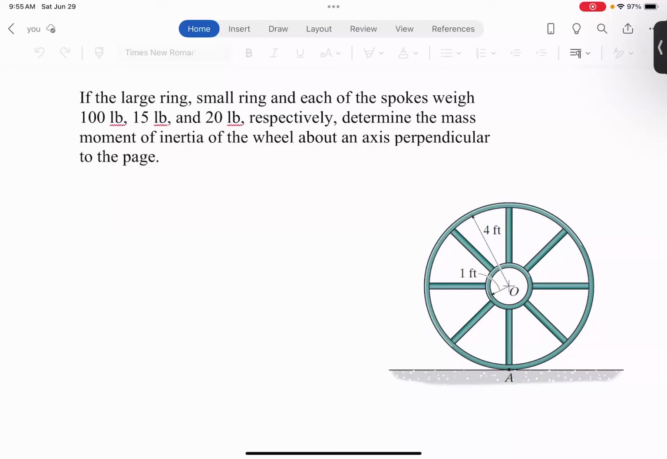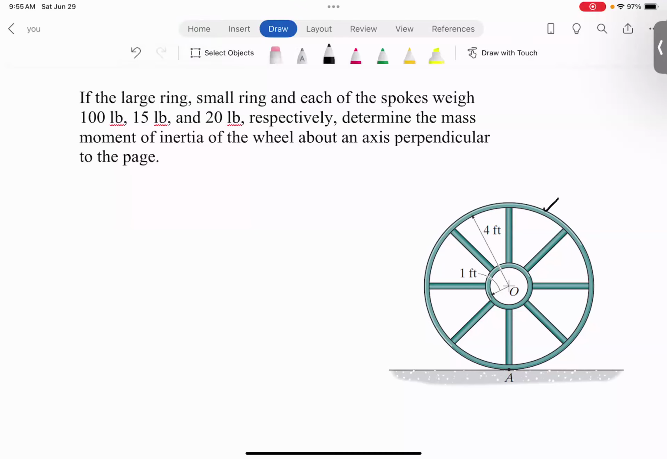It says in this problem, if the large ring, this is the large ring, has a weight of 100 pounds, and the small ring inside has a weight of 15 pounds, and each rod here, each of these spokes, which are like a rod, is 20 pounds, respectively, determine the mass moment of inertia of the wheel, kind of like a bicycle wheel, about an axis perpendicular to the page. So the axis passing through O, which is the axis of rotation.